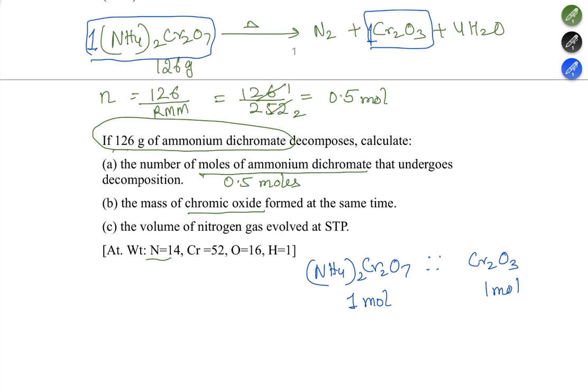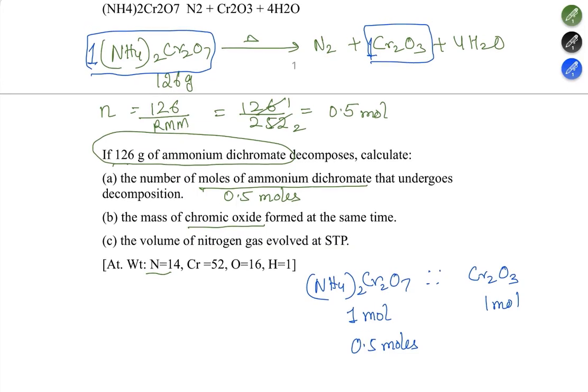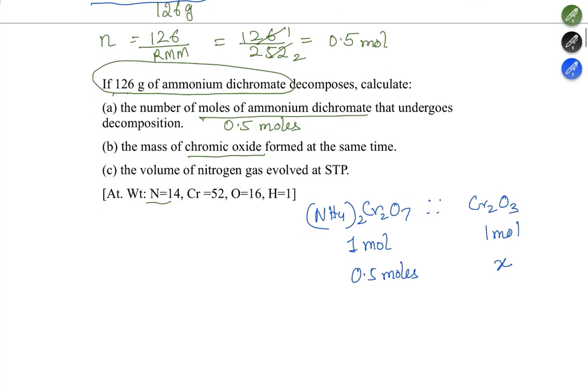But based on the grams given of ammonium dichromate, it's 126. What I got in the previous answer is 0.5 moles. So in my question, the number of moles present is 0.5 mole. 1 mole, what is there? That is the standard ratio when the equation is balanced. So 0.5 moles will also produce, we can say 1 mole produces 1 mole of this, so 0.5 mole will also produce 0.5 mole of chromic oxide.